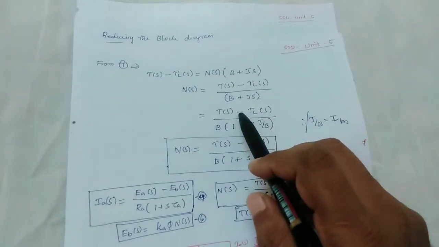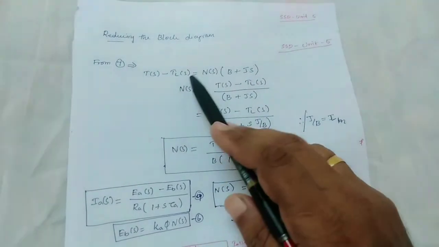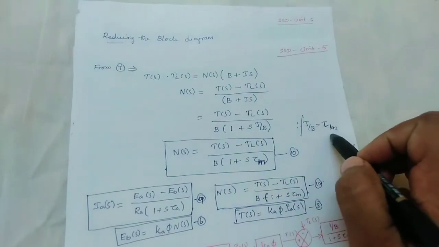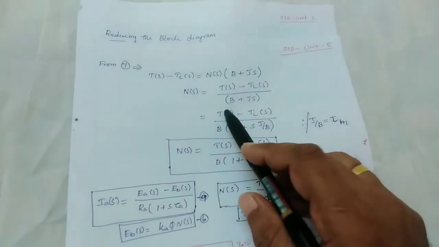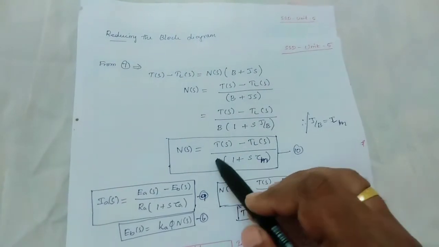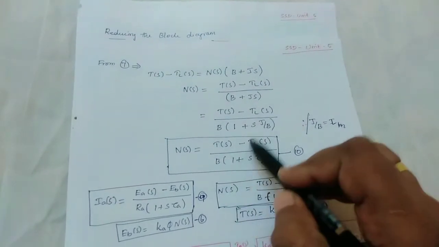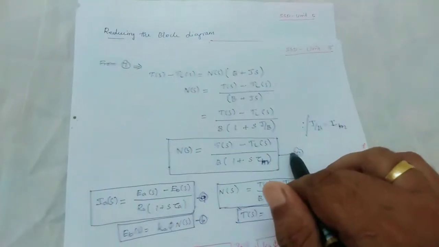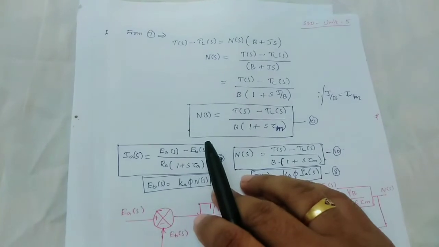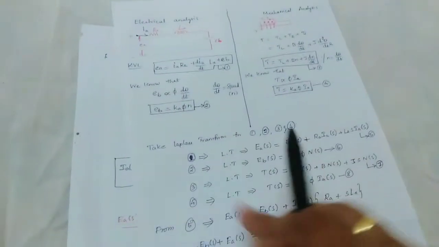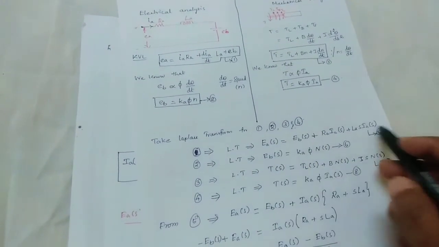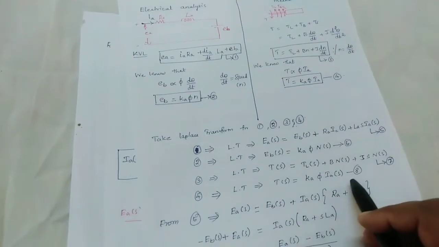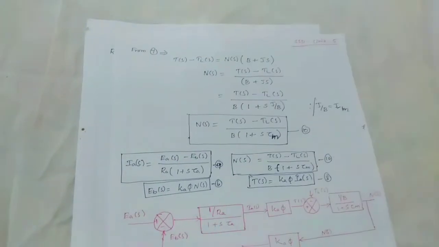As we did previously, from this equation we can take J divided by B as tau m. So the term is T of s minus TL of s divided by B into 1 plus s tau m. This is the second simplification from equation number 7, which is termed equation 10. So we already know equation number 5 and equation number 7 are both simplified now. The remaining 6 and 8 are present here.